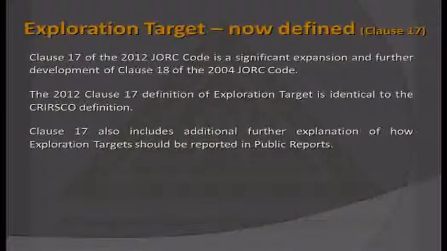There's quite a lot more in there now, and I encourage you to go back and have a look at the code. When I've got to deal with one of these questions, the first point of reference is going back to the code. I can never remember the exact wording all the time, so I can't impress upon everyone enough the critical importance of just going back and having a look at what the JORC Code says. It's identical to the CRIRSCO definition now, which is an important alignment globally with what we mean when we say exploration target.